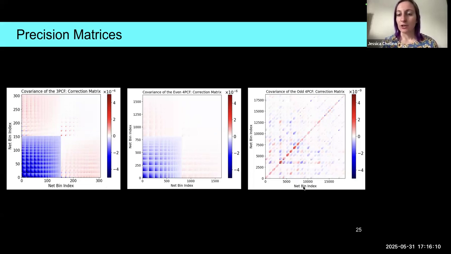Now, for the correction matrix to the covariance of the odd 4-point function, I haven't zoomed in on a set region because we don't see the same trend there. What we do see is that our greatest correction is along this main diagonal. But what this is telling us for all of these plots is that our correction matrix epsilon is small, and we're able to use the matrix inversion lemma with my analytic formulae and the correction matrix to invert the covariance.